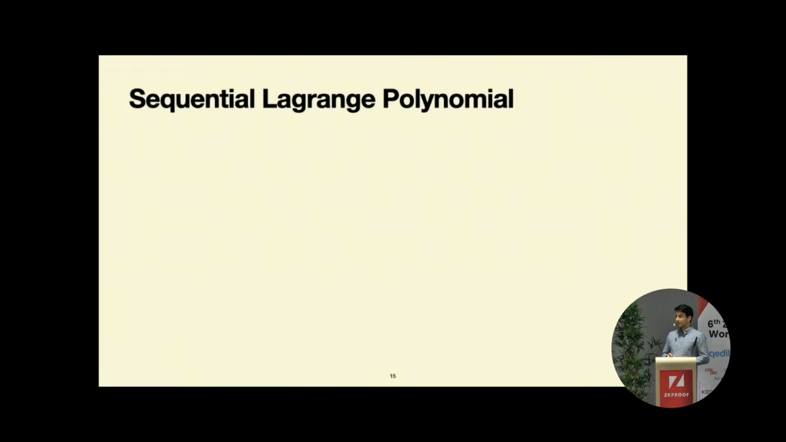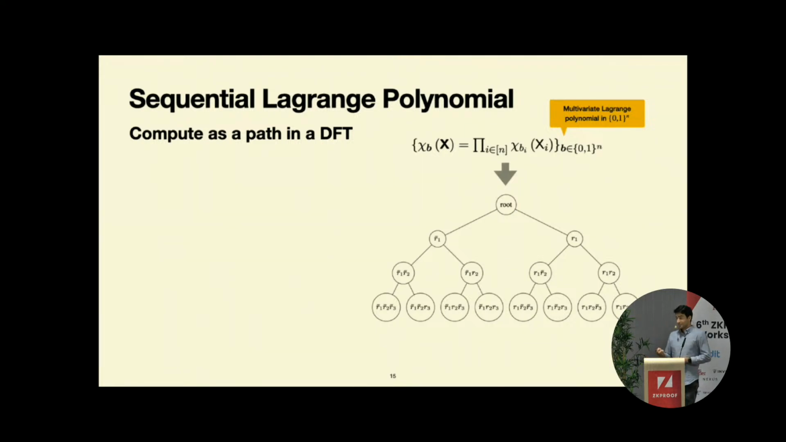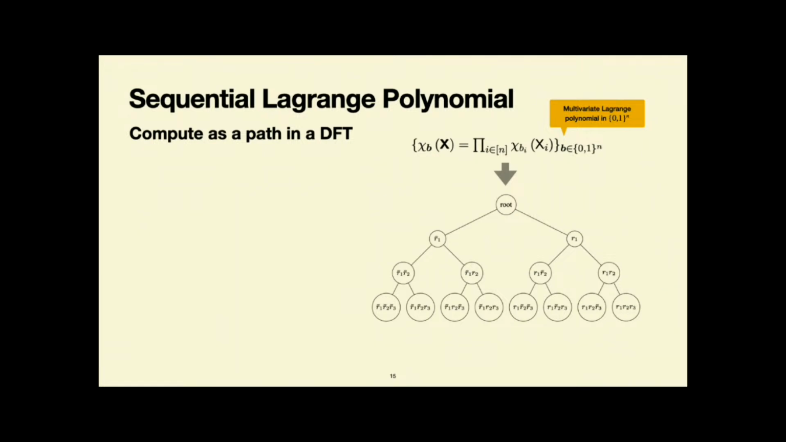If you noticed in slide 13, we're performing Lagrange evaluations. And if you think about it, we're really doing it kind of sequentially. And if you think about it this way, it actually looks a lot like a path in a depth-first traversal. So if we take the multivariate Lagrange polynomial in 0, 1, you can see that it actually maps directly to a traversal over a tree.